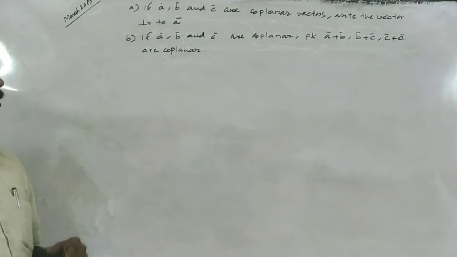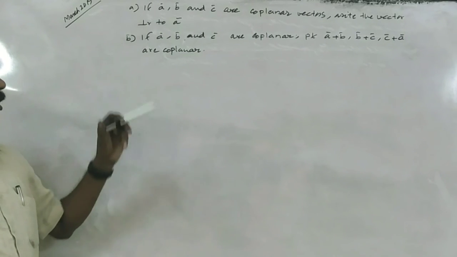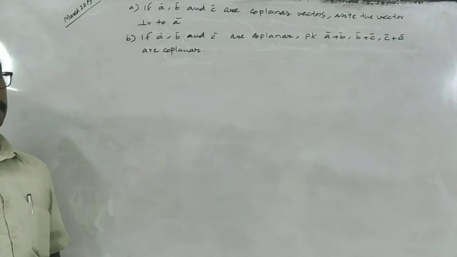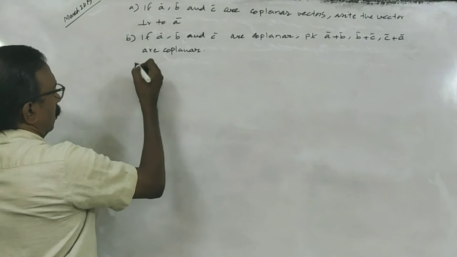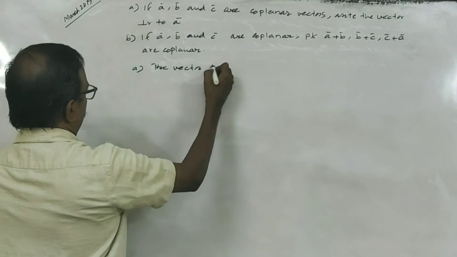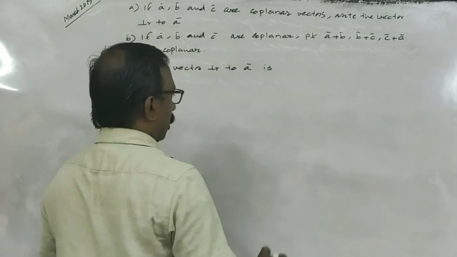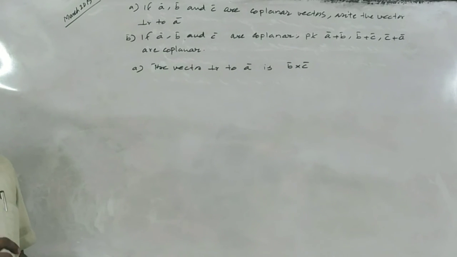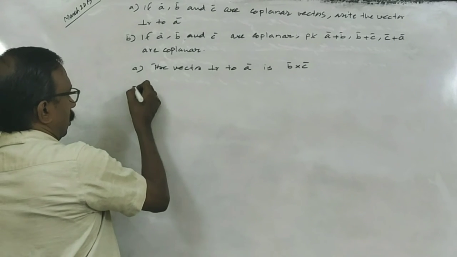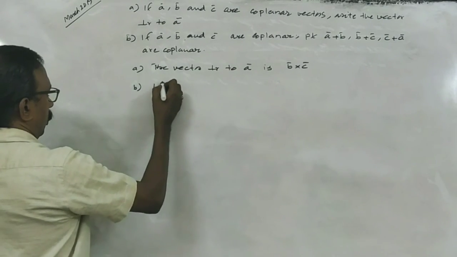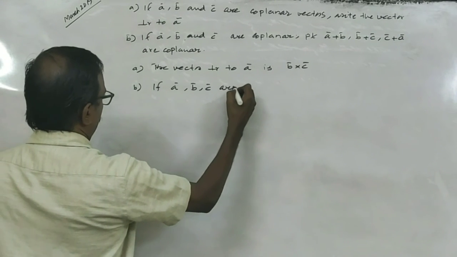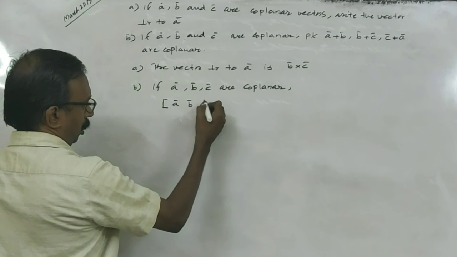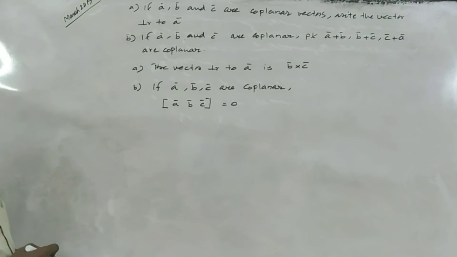In the year 2019, March, one more question is there. If A, B and C are orthogonal, then write the vector perpendicular to A. The vector perpendicular to A is B cross C, isn't it? Here the vector perpendicular to A is B cross C. Second question. If A, B, C are coplanar, then box ABC is equal to 0. That is the condition.